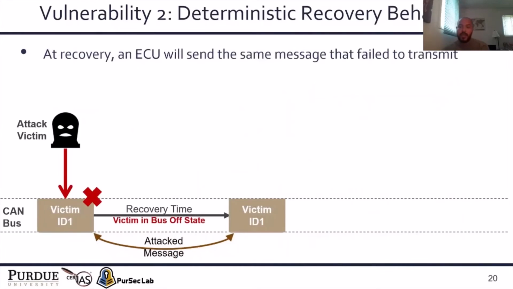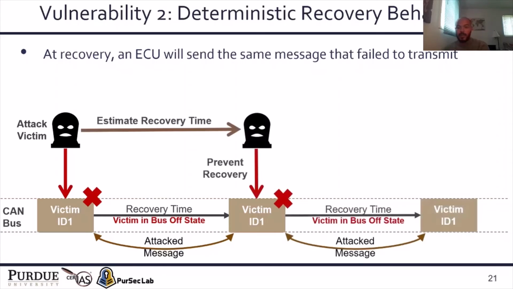The second vulnerability is what we call the Deterministic Recovery Behavior vulnerability. We noticed that when we push a victim to the bus off state by attacking one of its messages, the victim attempts to send the same message at the moment it recovers back into the error active state.